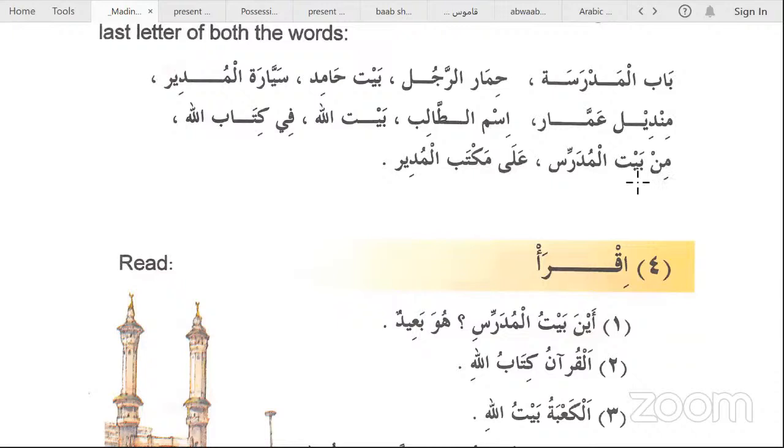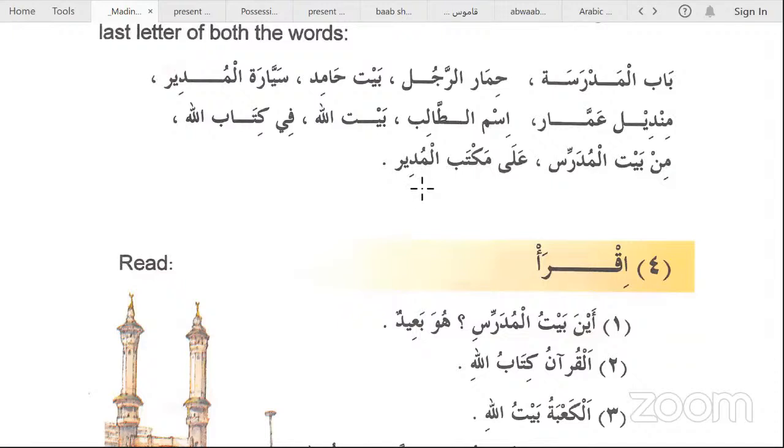Min bayt. Min baitil mudarrasi. Repeat it again. Min baitil mudarrasi. Excellent. Correct. Same thing over here again. Allah is coming. Harf jar. Alai maktabil mudarrisi. No, it's the manager.